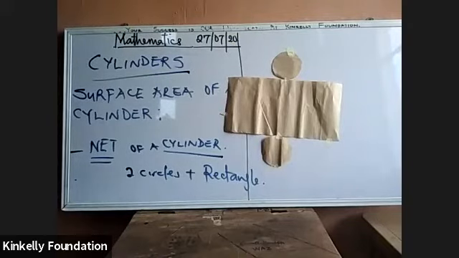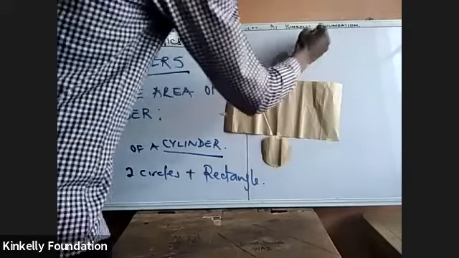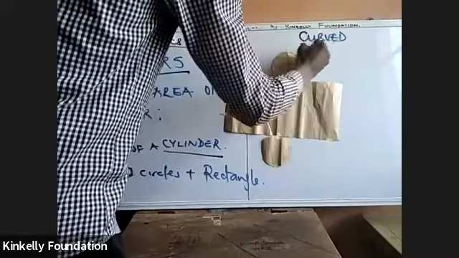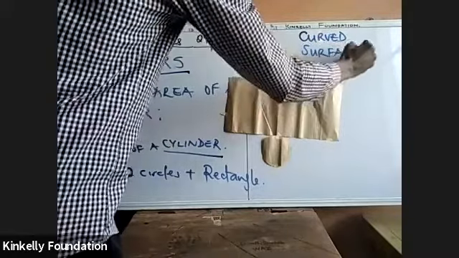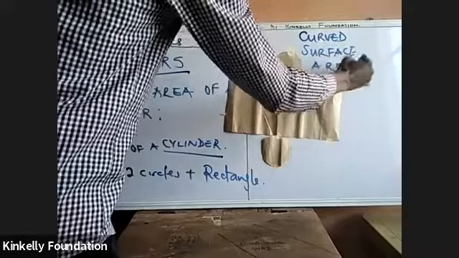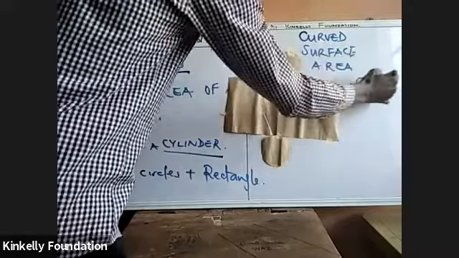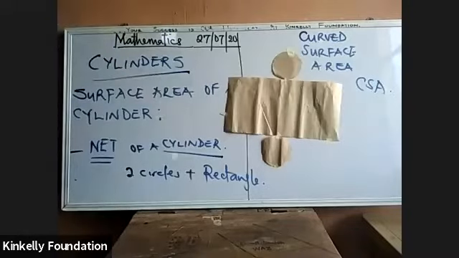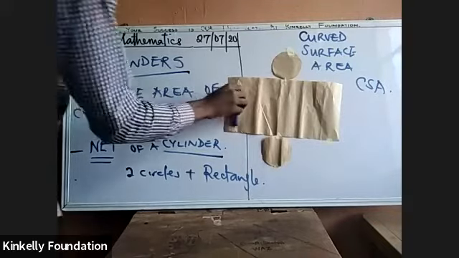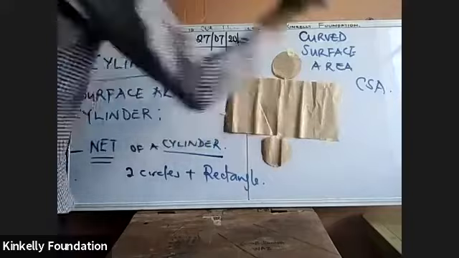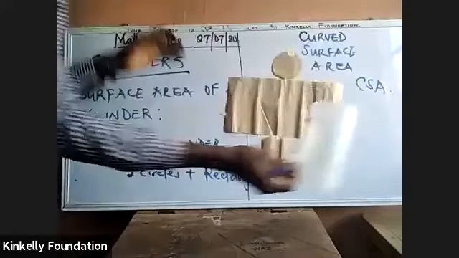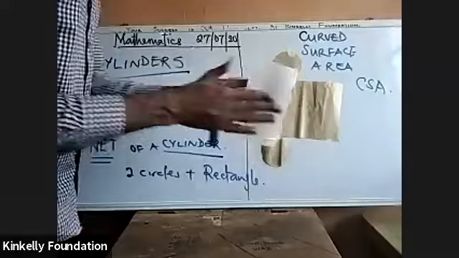Now, let us look into the surface area. We start with the curved surface area, which is what we call the CSA. When we talk about the CSA of a cylinder, we mean this rectangle. This is the curved surface. Looking at this cylinder, this is the curved surface.